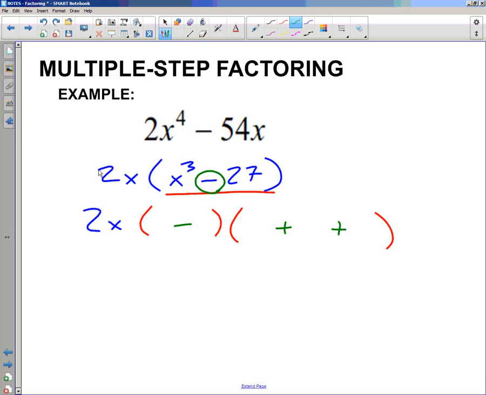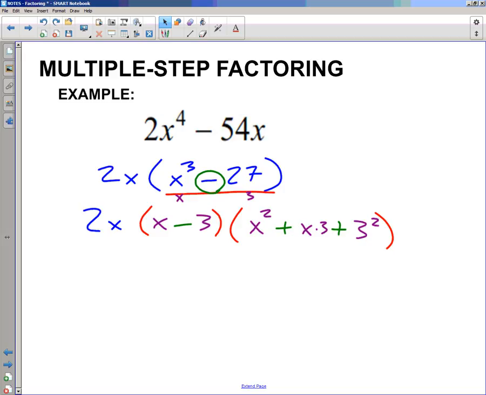And let's figure out what building blocks we're going to use to fill in our terms here. To get x cubed, we were cubing an x, and to get 27, we were cubing a 3. So we're going to be using the x and the 3 in that first binomial. We'll be squaring both of those in the trinomial, and then for the middle term of the trinomial, we'll multiply those two things together, so x times 3.